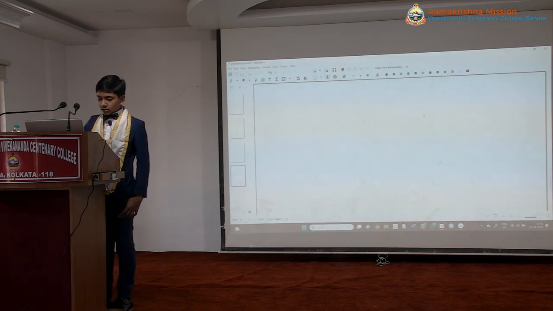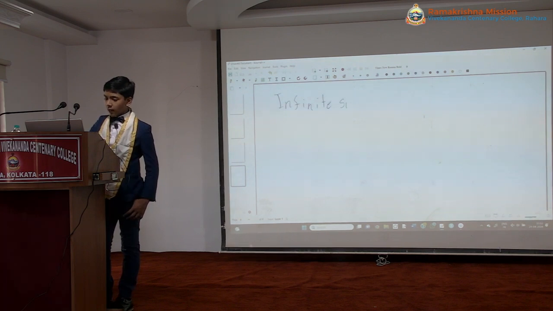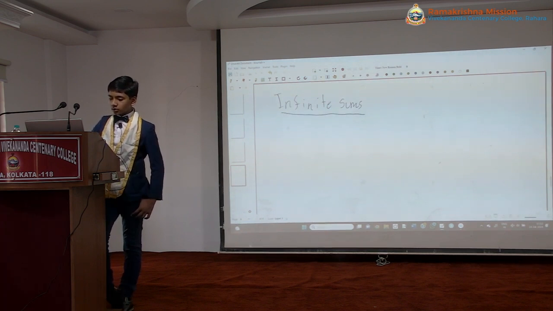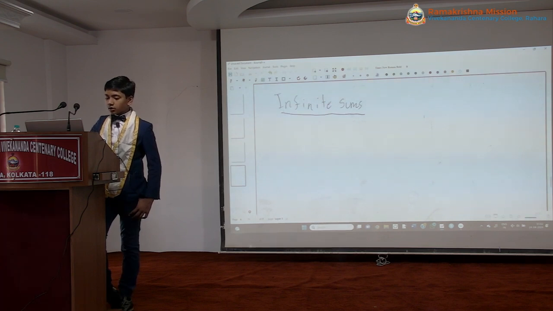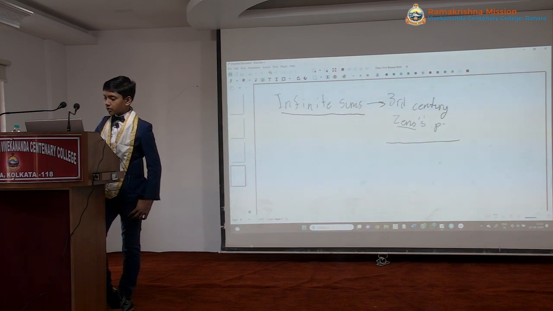So now, let's talk about those actual infinite sums. Oh, I can write like this. That makes things so much easier. Scared that making contact would make other marks. Alright, so infinite sums have been long considered to be a paradox. For example, around the 3rd century, or around 200, there was a man named Zeno, I think he was Greek, who came up with Zeno's paradox.